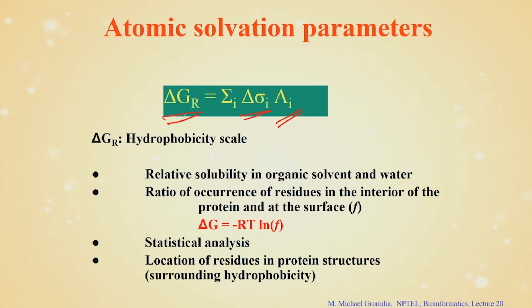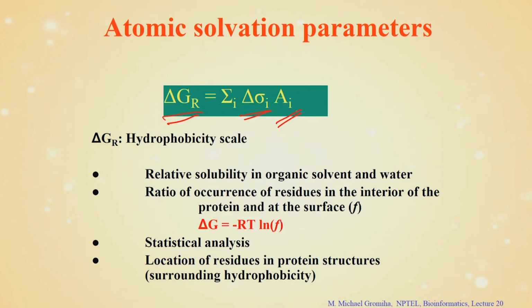So here delta Gr represents the hydrophobicity scale. For example, you can take any hydrophobicity indices, right. We discussed various hydrophobicity indices, either you obtain from experiments, thermodynamic transfer experiments, or you can get from computational methods. For example, surrounding hydrophobicity, right, you can use any value for delta Gr. So how many different amino acid residues? 20 residues. So for each amino acid residue, for example alanine, you can derive an equation in delta sigma I and Ai.